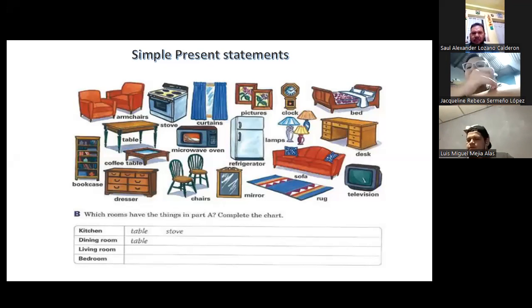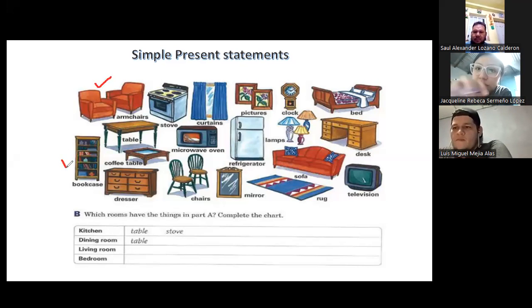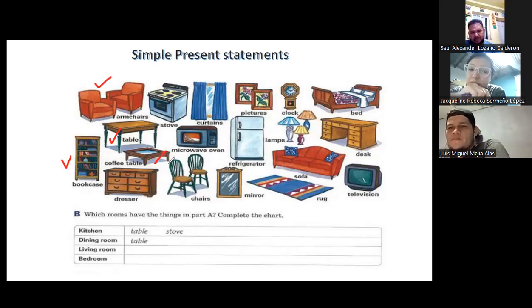Okay, look at the following examples here about this statement. So let me check the first one. Oh, I'm sorry. I thought that I had the microphone on, but it was off, right? Okay. We have the armchair. This is especially in a specific part of the house. Also we have the bookcase. You can see the bookcase. The table. We have the coffee table. It's a little different. We have a table and a coffee table.